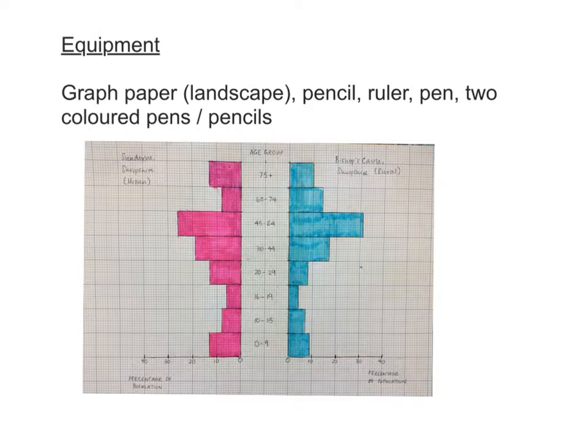There's also a problem with the way in which the data has been grouped because they're not equal intervals. So, for example, 0 to 9-year-olds is obviously a bigger age category than 10 to 15-year-olds. So that needs to be remembered as well when we're looking at the data in a bit more detail.